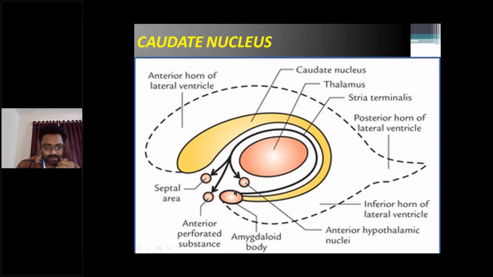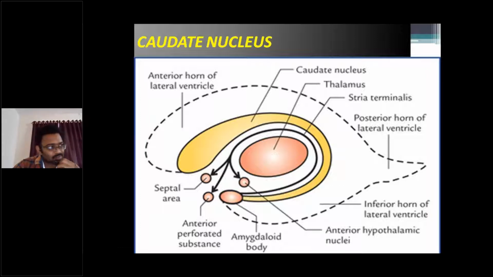The termination of the tail contains an almond-shaped mass of gray matter called the amygdaloid body. So the tail of the caudate nucleus contains an almond-shaped mass of gray matter called the amygdaloid body.